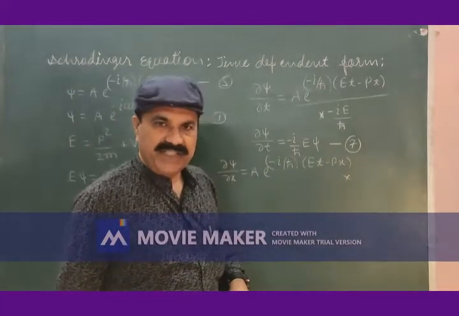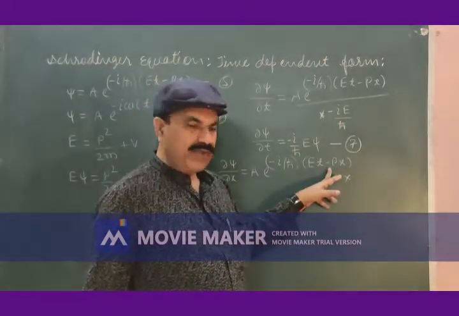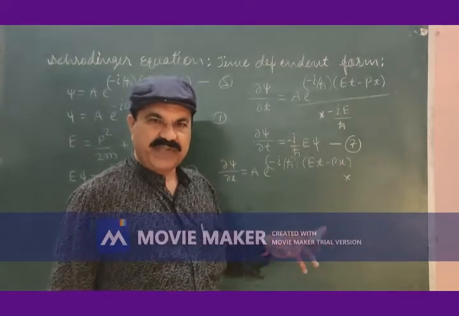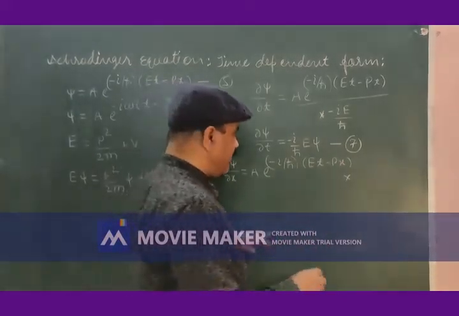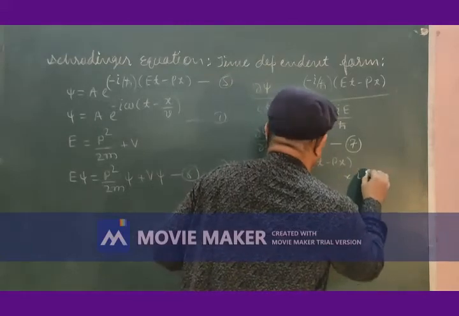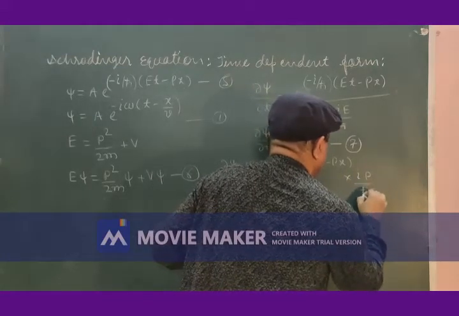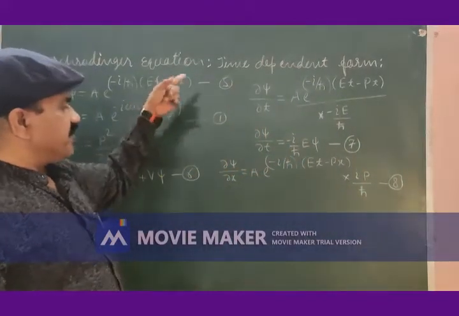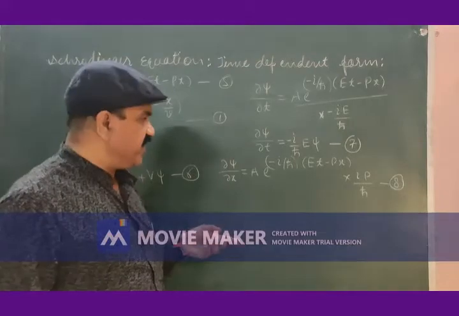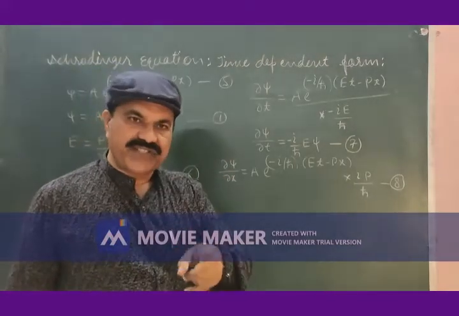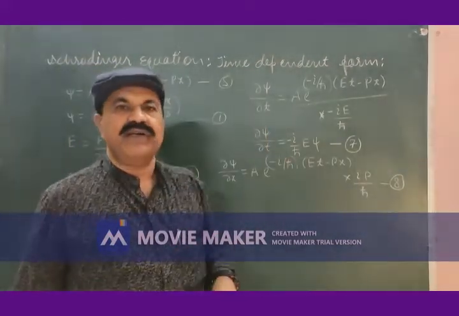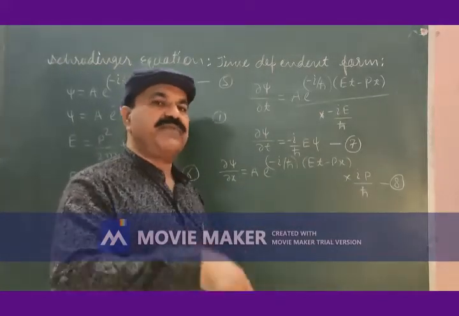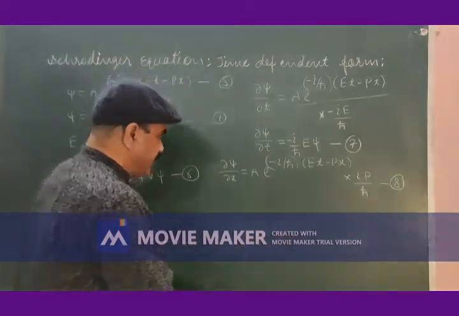Differentiation of the second term in the exponent: minus minus will become plus. It will be iPx by h cross. Differentiation of x with respect to x is 1, and what is left is iP divided by h cross, equation 8. So when equation 5 is differentiated with respect to x once, we get equation number 8. Let us differentiate equation 8 further with respect to x.